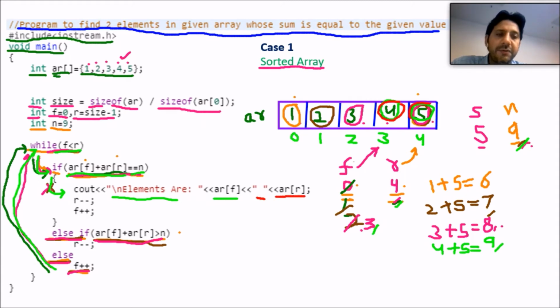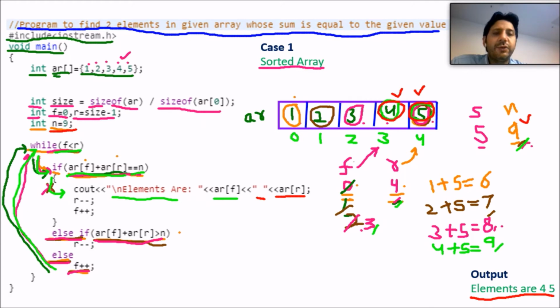ar[r], and that is 5. So we have successfully found two elements, which are 4 and 5, and these have the sum equal to 9, which is the asked sum. So the question is solved, and the output for this question will be elements are 4 and 5. So now we have solved this question for a sorted array. Now we are finding out the complexity.